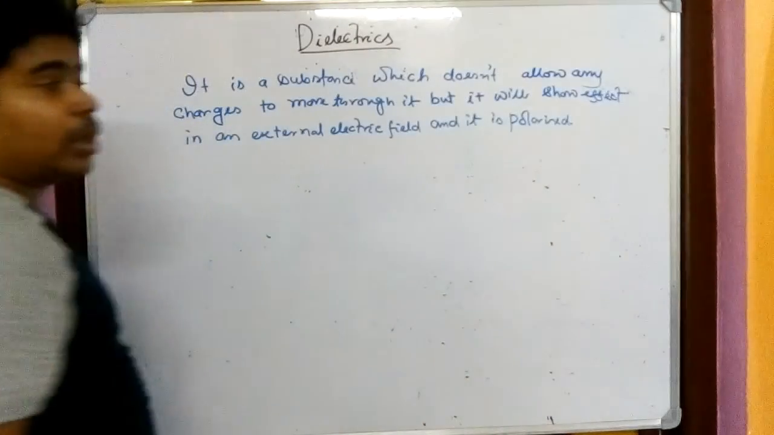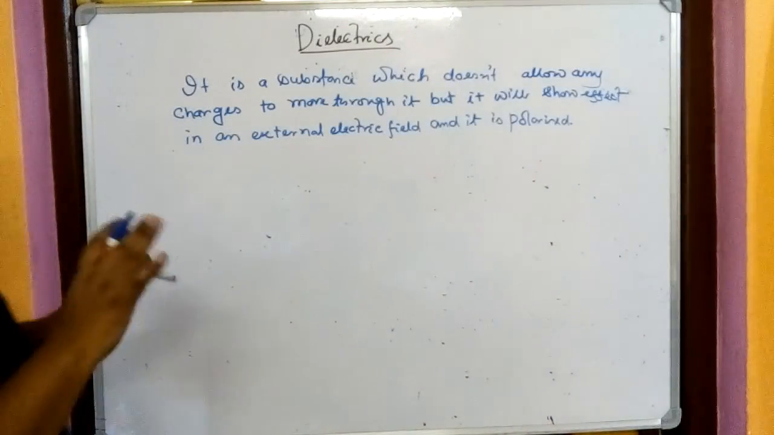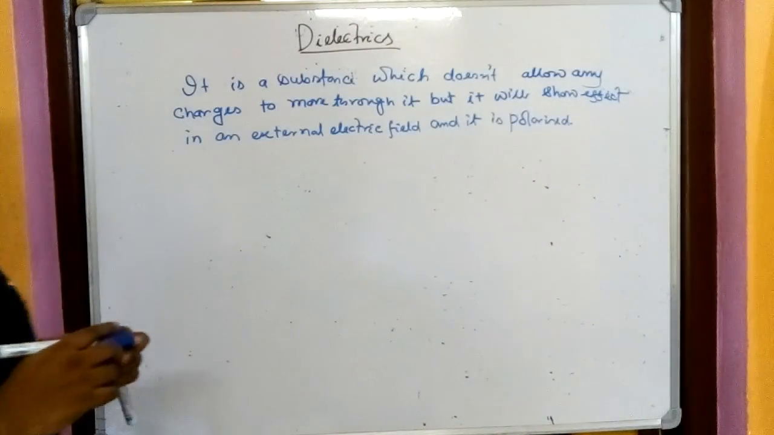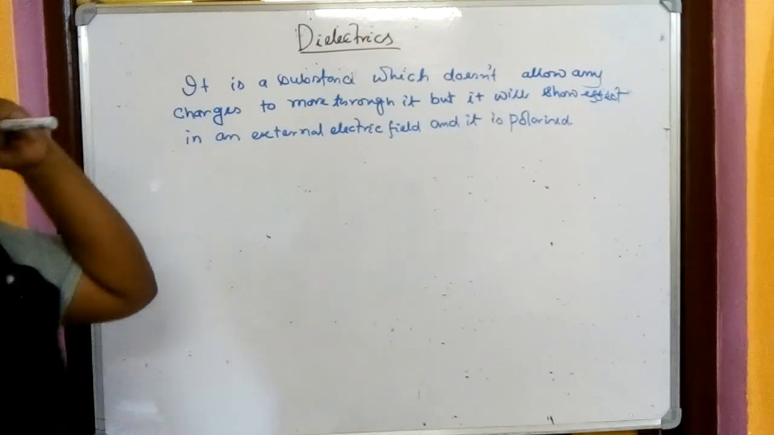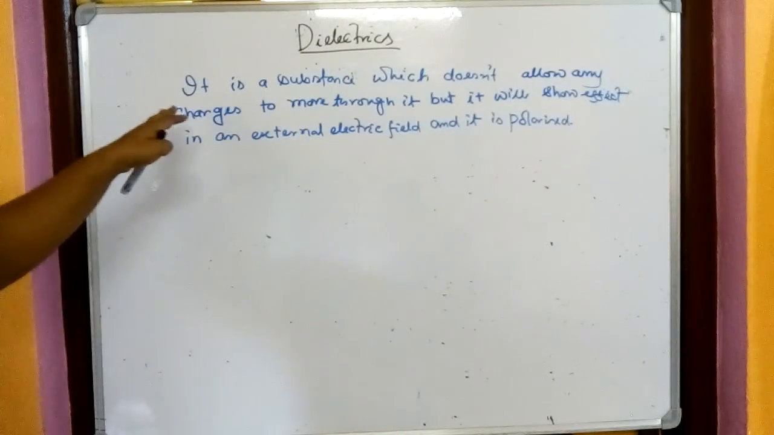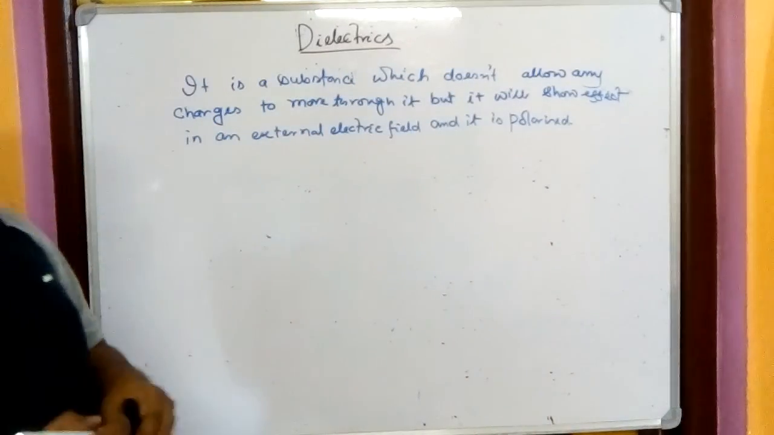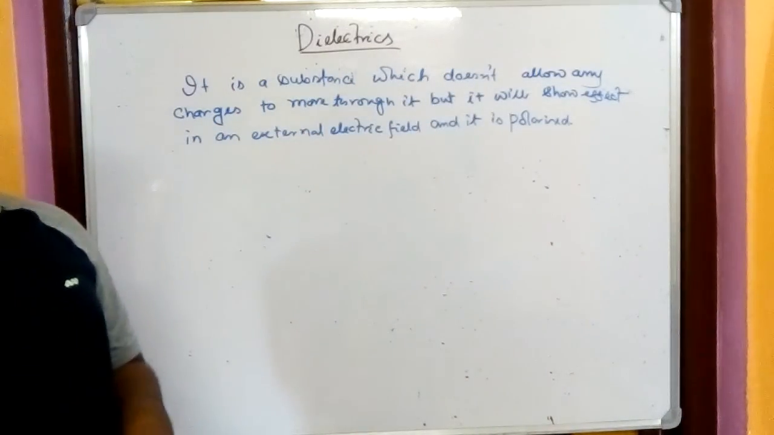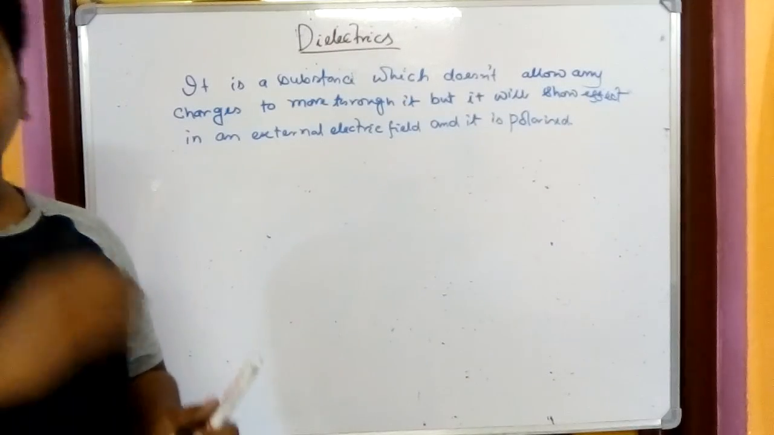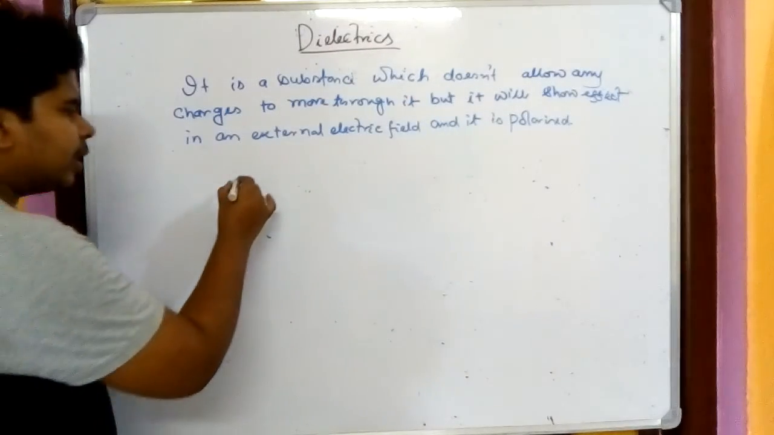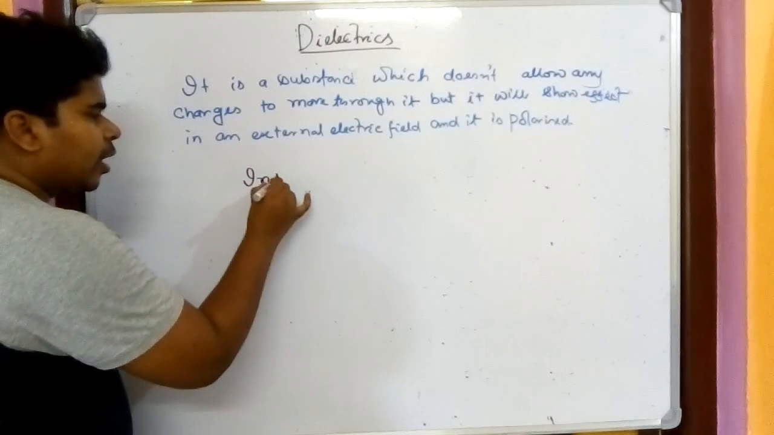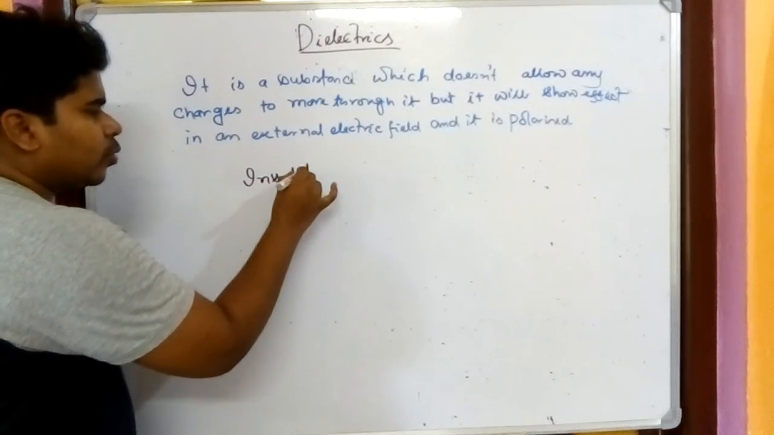Okay, again a new term has come. Let's see step by step. We have to discuss all the parts we have to learn in dielectrics. Let's see what it is told. It is a substance which doesn't allow any charges to move through it. By reading that statement, it is clear that dielectrics are nothing but insulators.